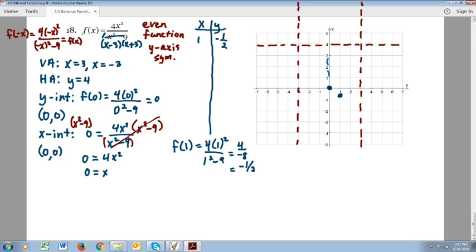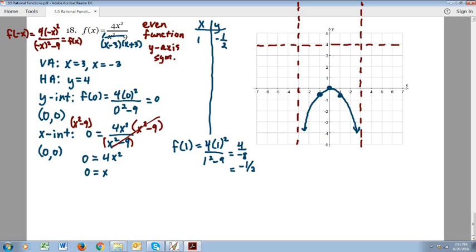So let's go ahead and put that point in. So we know the point negative 1, negative 1/2 is also there. And this gives us enough to draw a sketch for what's going on in the middle. It looks kind of like a parabola opening down, except for we have those asymptotes there. So it gets closer and closer to them, but never touches.